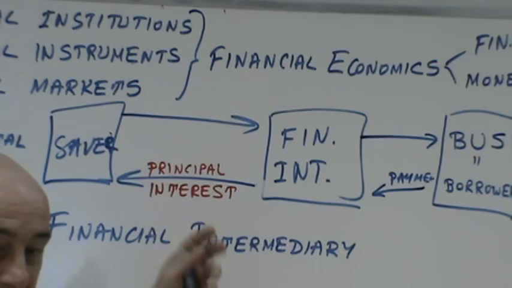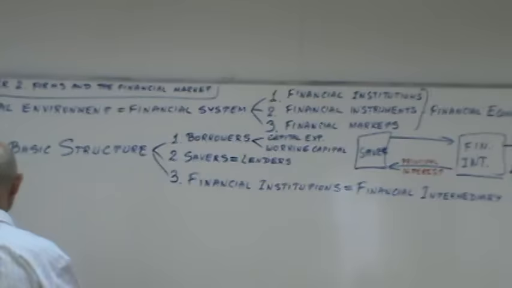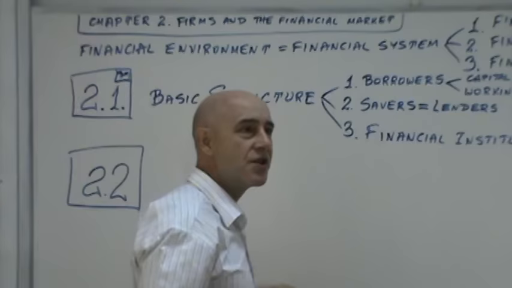All right. And now I'm leaving this part over here, the financial institutions, for section two. This is chapter two. Now section two is point two. And they call them the financial marketplace, financial institutions.